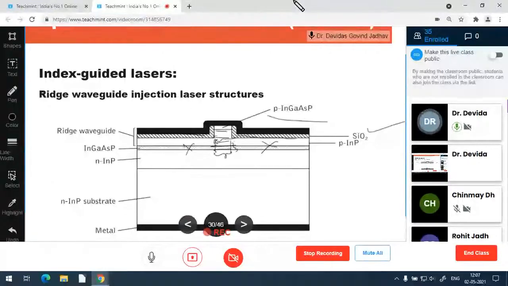So here the ridge waveguide is made. Then this is the indium gallium arsenide P-type active region. Then N-type indium phosphide. Then the N-type indium phosphide substrate is there. One material, two material, active region, third material. This is P material, fifth material, fourth material, fifth material. So this is P-type indium phosphide, and this is P-type indium gallium arsenide phosphide. Okay. These are the semiconductor materials we use for making the double heterojunction structures.